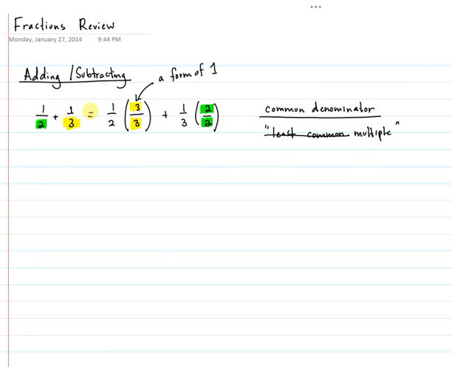When you multiply fractions, you just multiply the tops and bottoms together. So 1/2 times 3 over 3 becomes 3 over 6. 1/2 times 2 over 2 becomes 2 over 6. And that's 5 over 6.